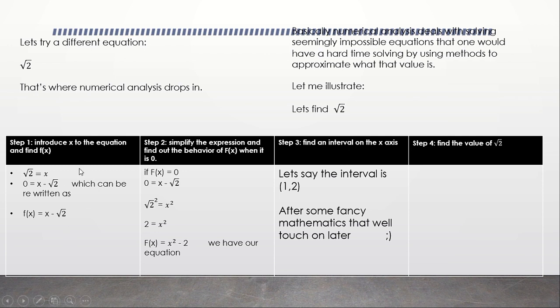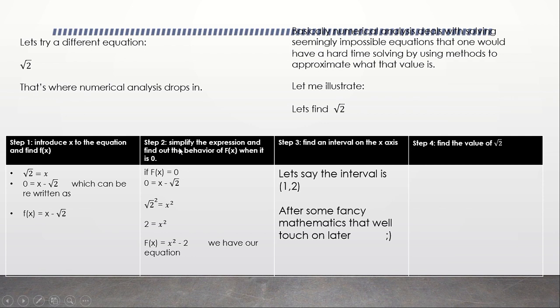So first things first, we are going to introduce x to the equation, and then we are going to make x subject to a formula. So this can be rewritten as, if we were to get the square root of 2, plug it on the other side, which becomes negative, and then we can have this type of relationship, right? f of x is equal to x minus the square root of 2.